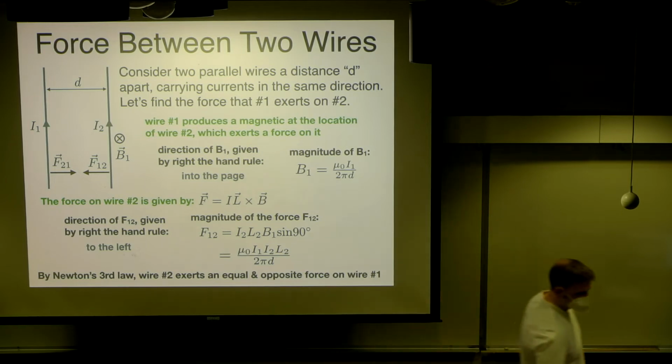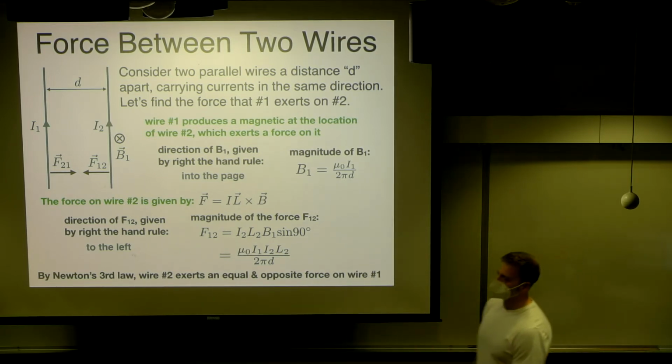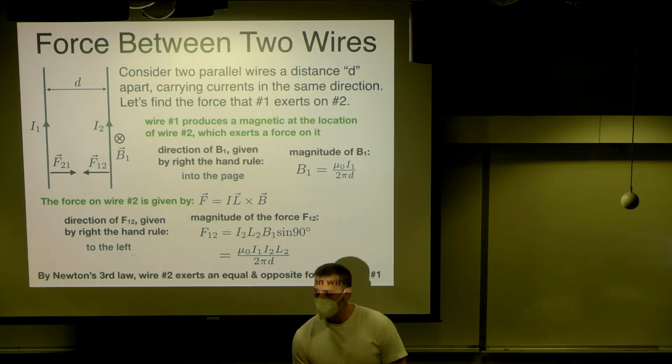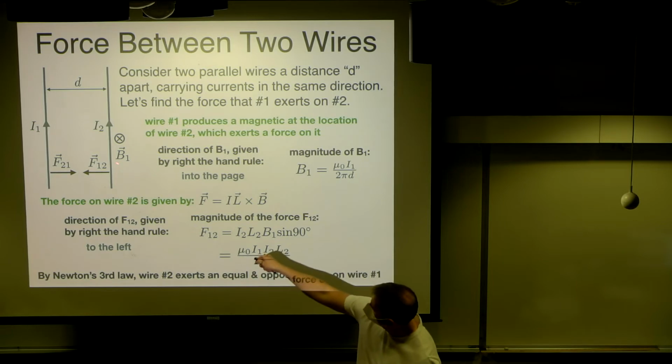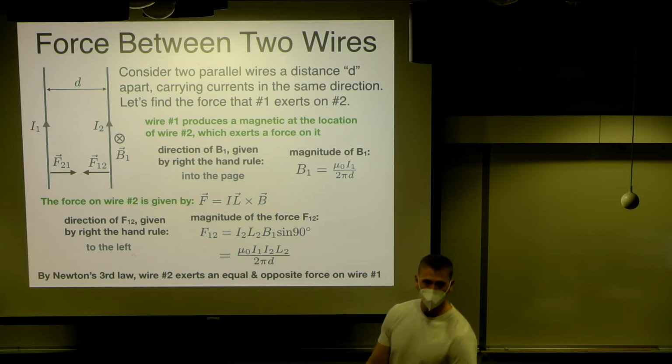And then there's also just one rule to remember. A charge or a current or whatever can't exert a force on itself, okay? That's why when I wanted to figure out the force on wire number 2, it's the B field from wire number 1 that's exerting the force. It doesn't exert a force on itself, right? That's why we did it.